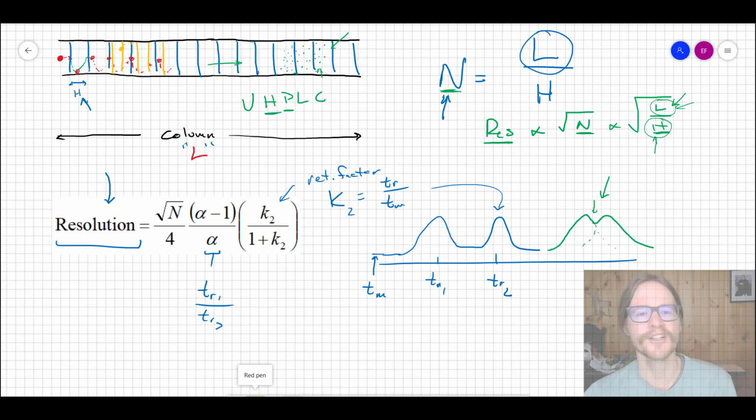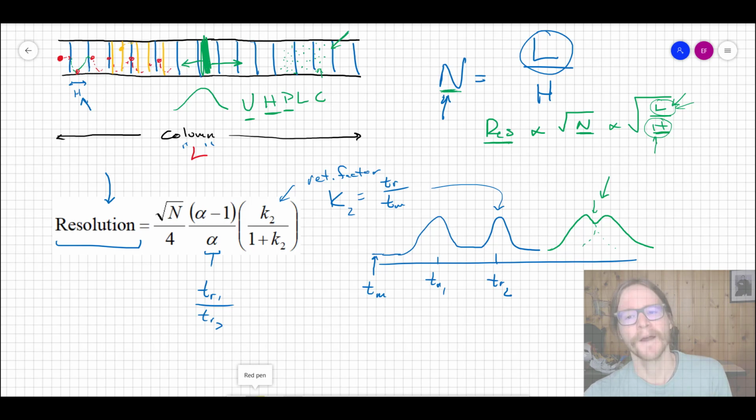But as you can imagine, time is also working against us, because the longer we allow our concentrated band to sit on the column, which is a function of the length of the column, the more the diffusion is going to increase and the broader this band is going to get. And so with ultra high performance or pressure liquid chromatography, you shorten the column, which means you can do separations on the order of like a minute, really short, while still maximizing your equilibration between your analyte and the stationary phase by having really, really tiny particles.